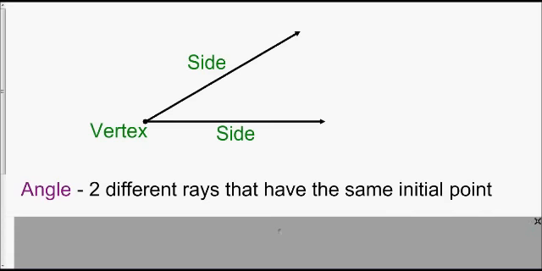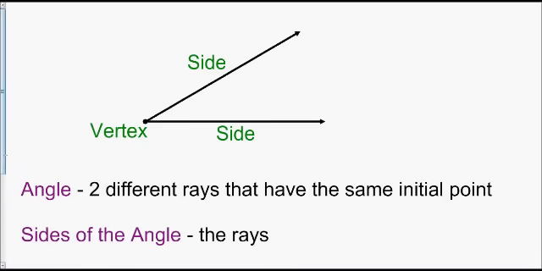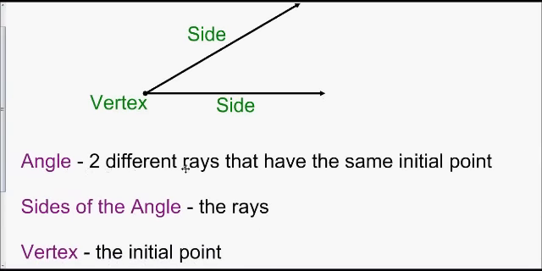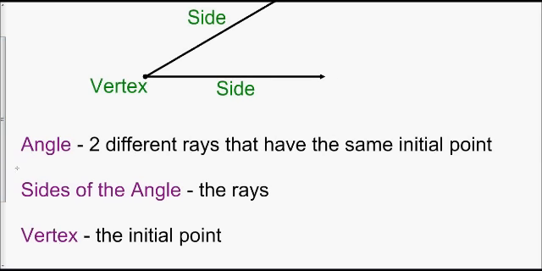Here are those definitions. So an angle is two different rays that have the same initial point. So you can see here's a ray, and they connect at the vertex or the initial point. The sides of the angles are the rays, and the vertex is the initial point.